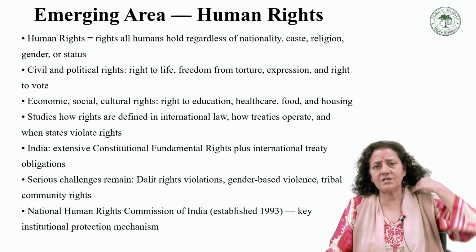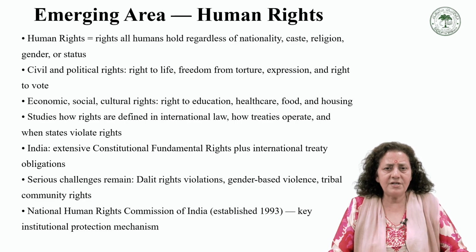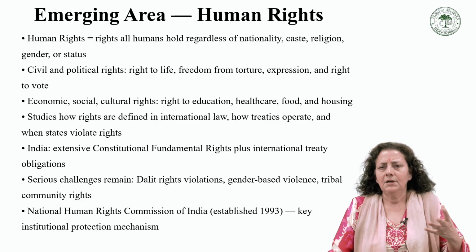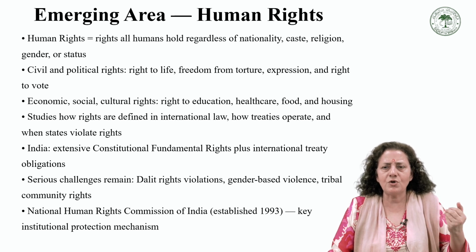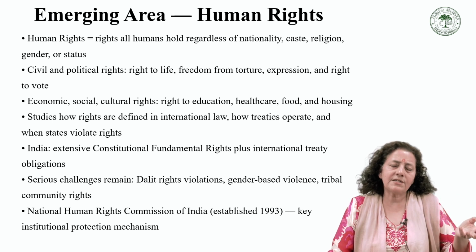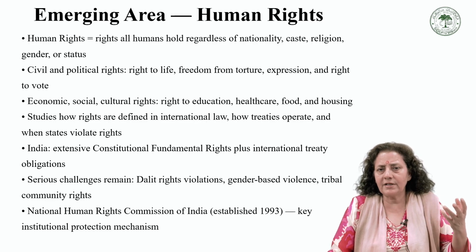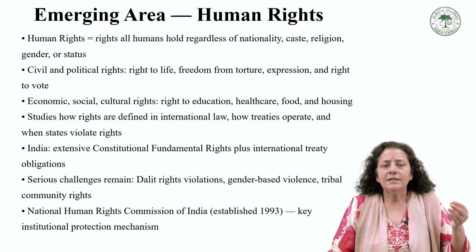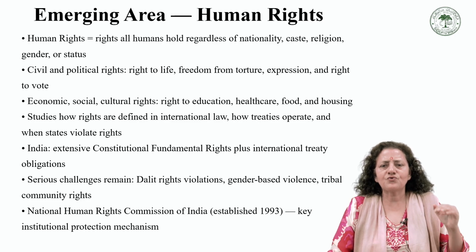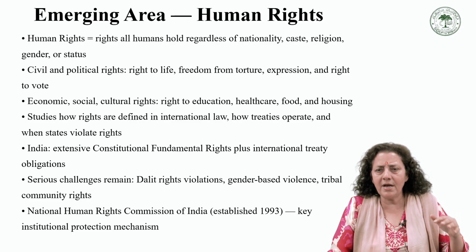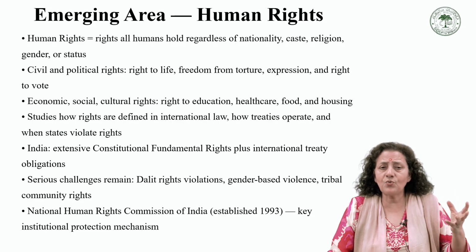These rights include civil and political rights, the right to life, freedom from torture, freedom of expression, and many other civil rights like the right to vote, as well as economic, social, and cultural rights like the right to education, healthcare, livelihood, and the right to protect their own culture, script, etc. The study of human rights in political science examines how these rights are defined in international law, how human rights treaties and institutions operate, and what happens when the state violates citizens' rights.